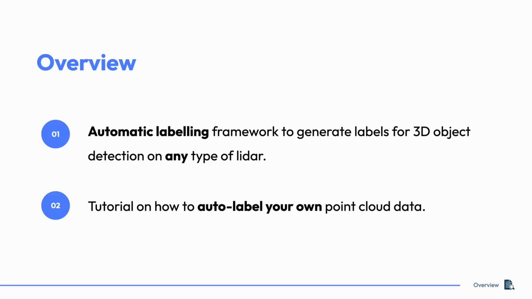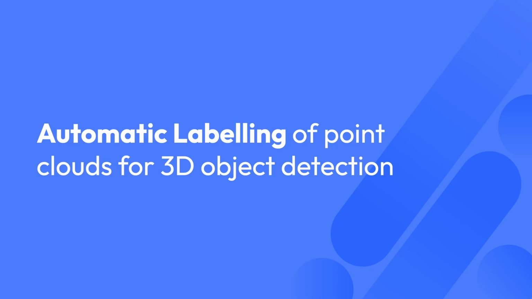So just a quick overview of this presentation. The first thing I'll cover is the framework that we use for auto labeling, and that's to generate labels for 3D object detection on any type of LiDAR. And the next is a short tutorial of how you can auto label your own point cloud data. So first I'll go through the framework of auto labeling.